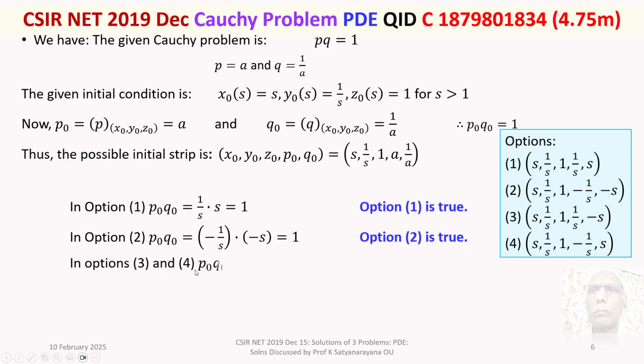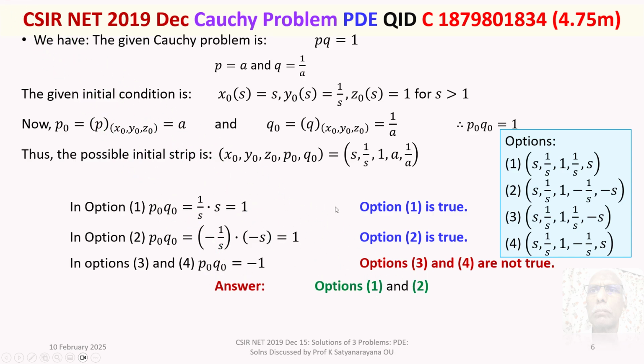In options 3 and 4, if you take p0, in option 3, p0 is 1/s, q0 is -s, product is -1. So also in option 4. So in options 3 and 4, p0 multiplied by q0 is -1. Options 3 and 4 are not true. So the possible initial strips are from option 1 and option 2. So the answer to this question is options 1 and 2.